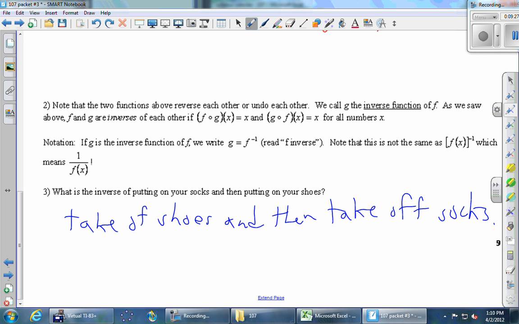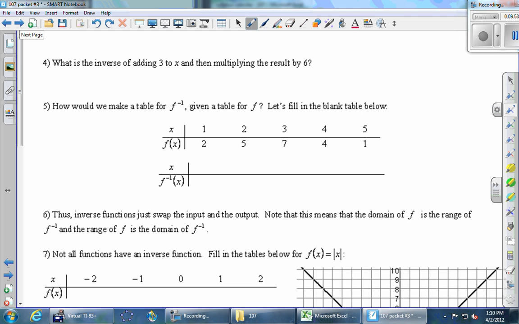Okay, so what's the point of this example right here? Was it enough to just do the opposite of putting on your socks and putting on your shoes? No, because then you would put on your shoes and put on your socks. Don't we have to think about the order in which we do things? The first thing we did was put on the socks. Then the second thing we did was put on the shoes. When you're going to undo it, of course, you're going to undo it in the reverse order, right? Okay, same kind of thing happens with inverse functions. Let's try number 4.